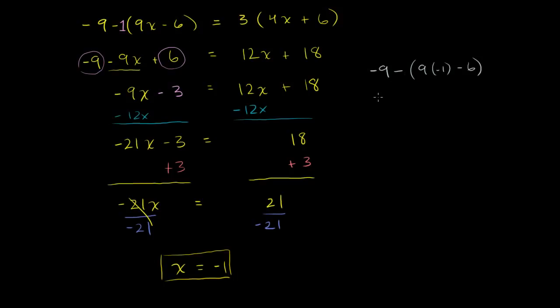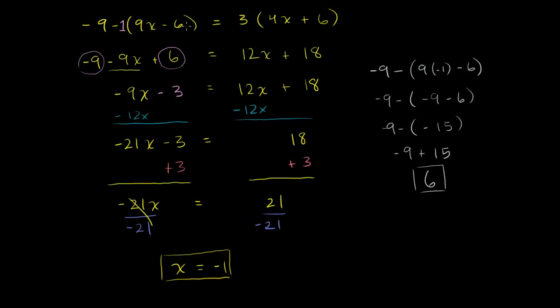So the left-hand side becomes negative 9 minus 9 times negative 1 is negative 9 minus 6. And so this is negative 9 minus, in parentheses, negative 9 minus 6 is negative 15. Let me make sure I did that. Negative 9 minus 6. Yep, negative 15. So I have negative 9 minus negative 15. That's the same thing as negative 9 plus 15, which is 6. So that's what we get on the left-hand side of the equation when we substitute x is equal to negative 1. We get it equals 6.